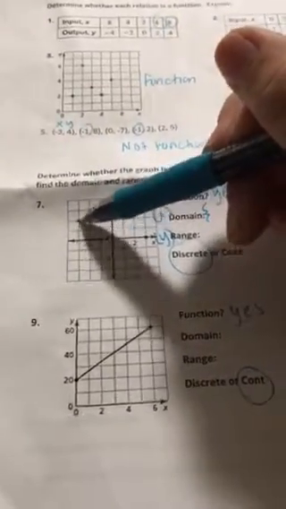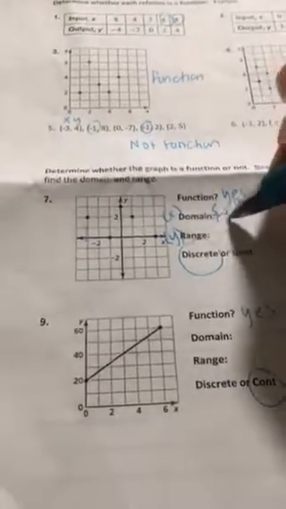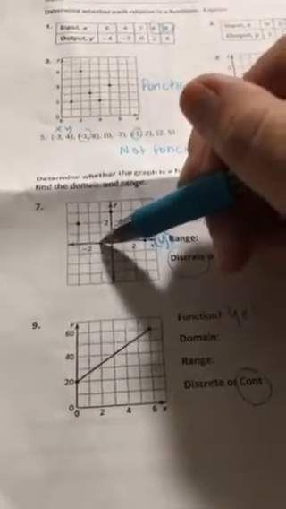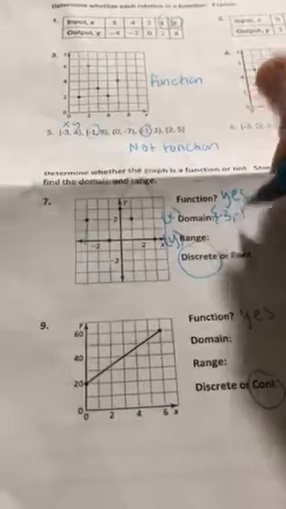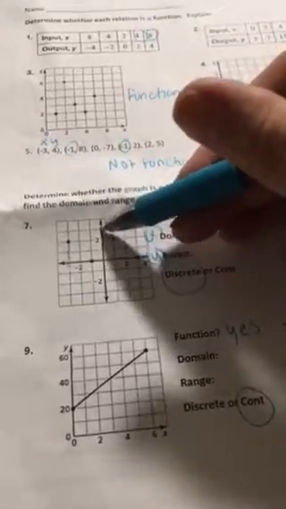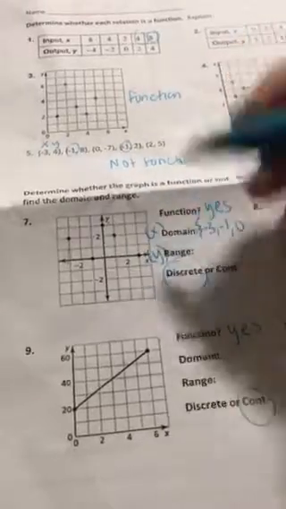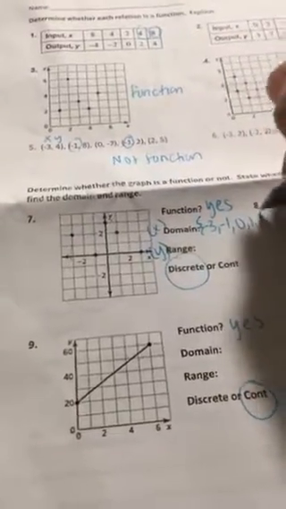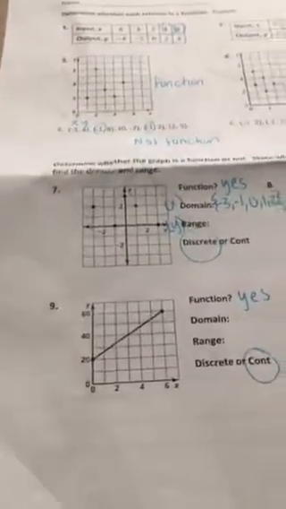So this one has 5 points, so we can have up to 5 numbers in our domain. This point is at -3, that's its x value. This point is at -1. The x value of this point is 0. We have 1, and lastly 3. So our domain is made up of -3, -1, 0, 1, and 3.